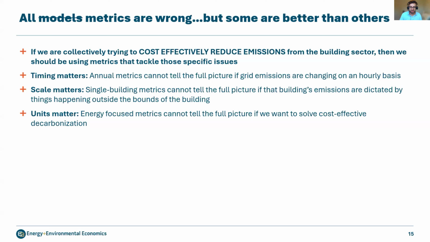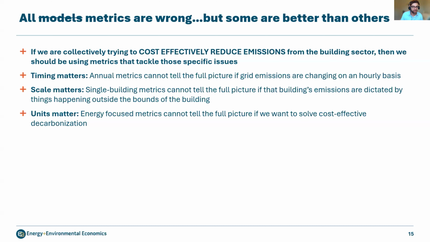And so this is reiterating a lot of the things that Jack already said, but the timing of metrics matters. Annual metrics really just can't provide the full picture if grid emissions and grid costs change on an hourly basis. The scale matters. We often think about what's happening at an individual building, but if the building's electricity is being provided by things that are happening outside of the bounds of that building, then we can't ignore that. And the units matter. So we talk a lot about energy consumption, but if we care about costs and we care about emissions, then maybe it's time to stop thinking explicitly just about energy.